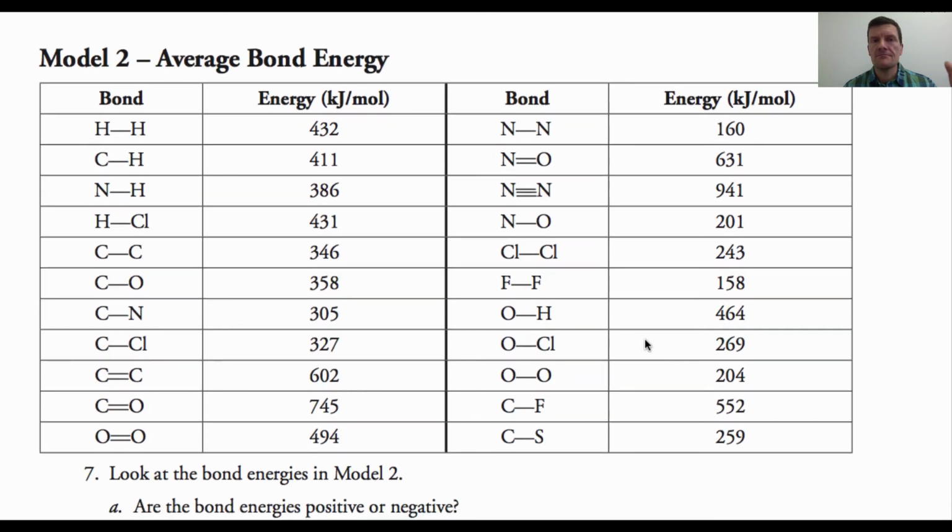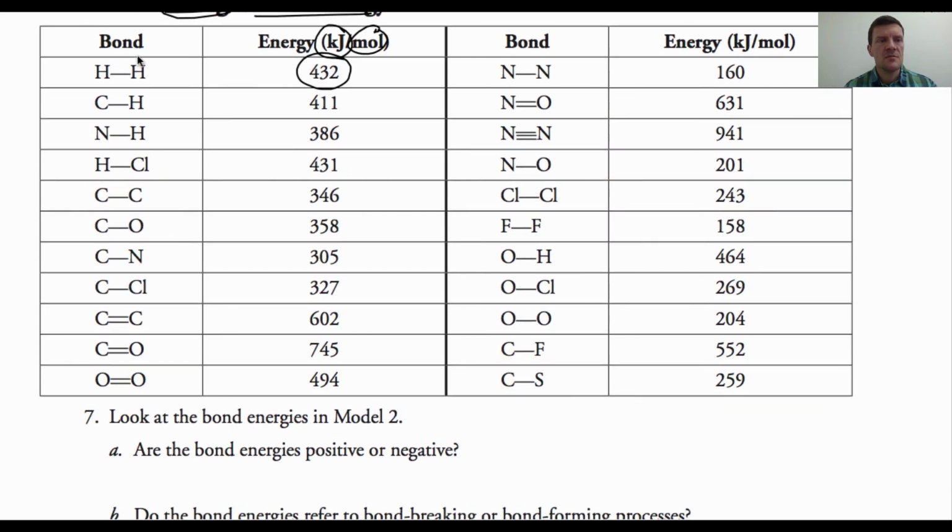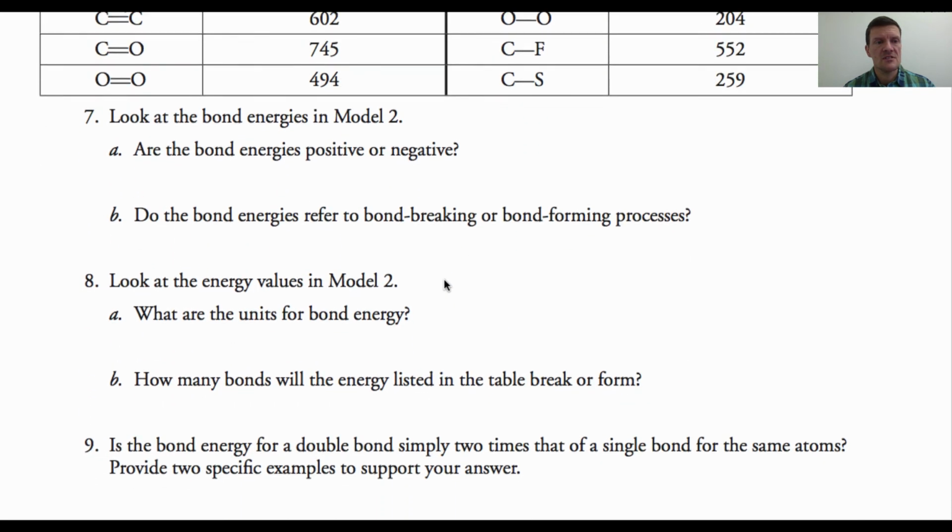And look at that, Model 2, now we have some average bond energies. So on average, a hydrogen-hydrogen bond is going to have a bond energy of 432. What does that mean? It requires approximately, on average, 432 kilojoules of energy to pull apart a mole of hydrogen bonds. And that's true for all of these here. Okay? And you'll notice that some of these are single bonds, some of them are double bonds, some of them are triple bonds, as we'll see as we answer these questions.